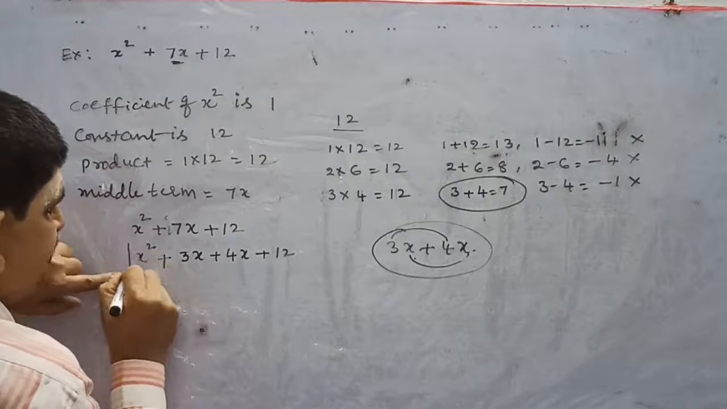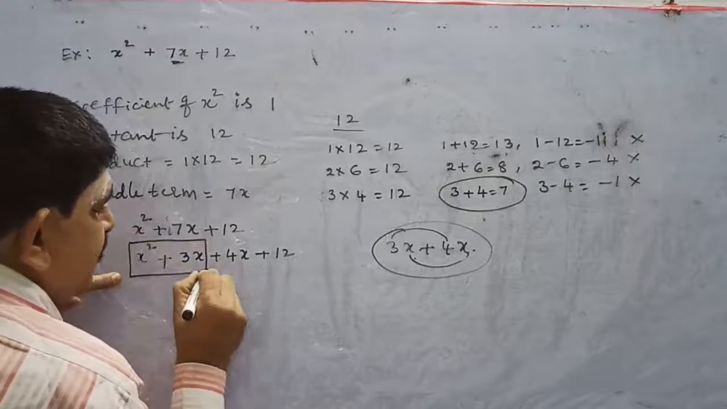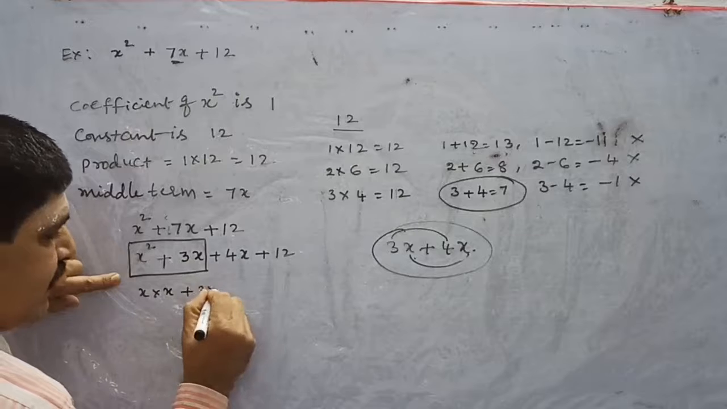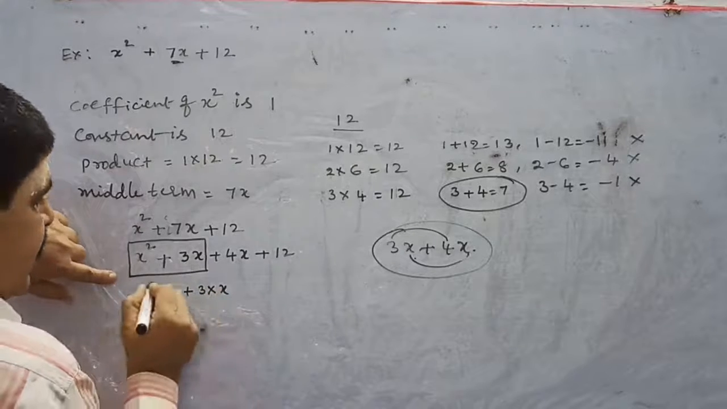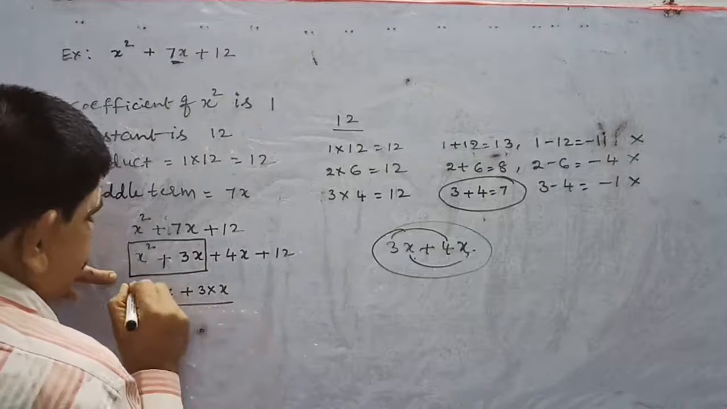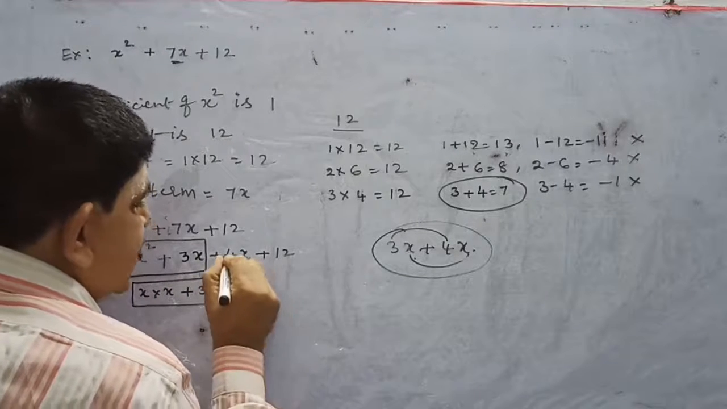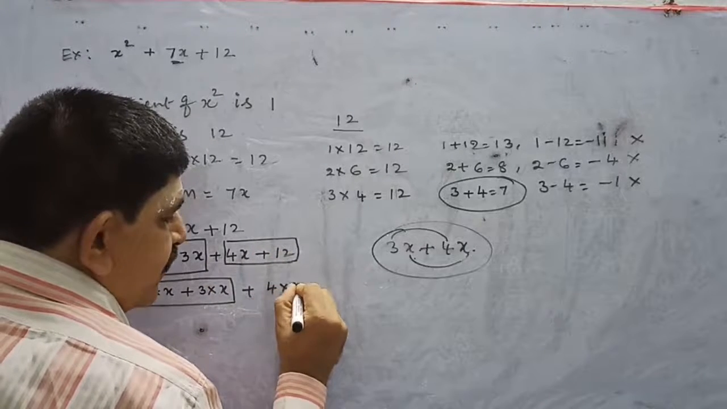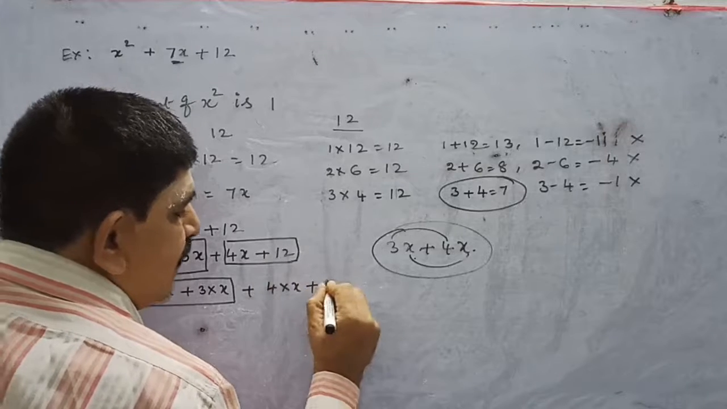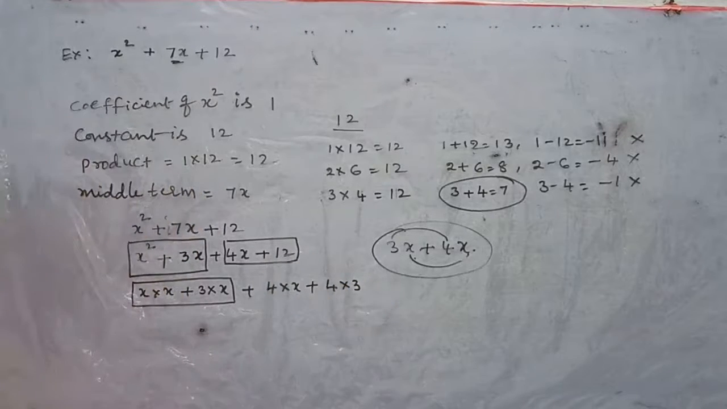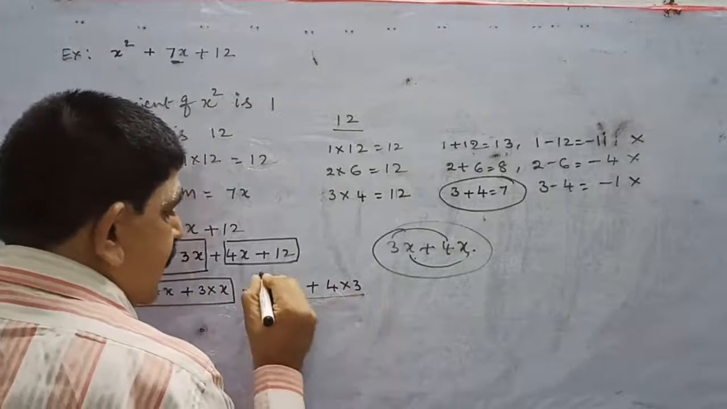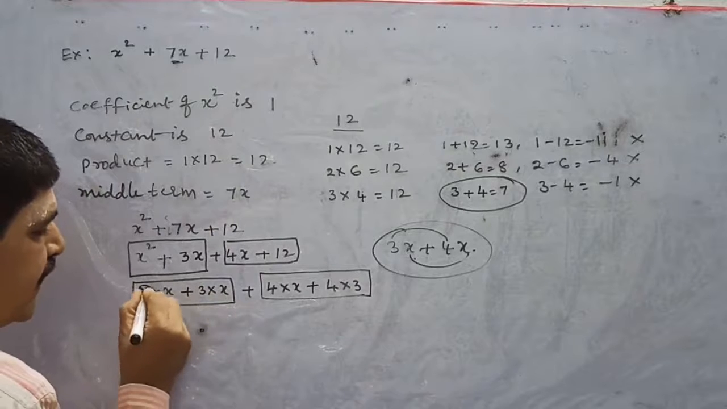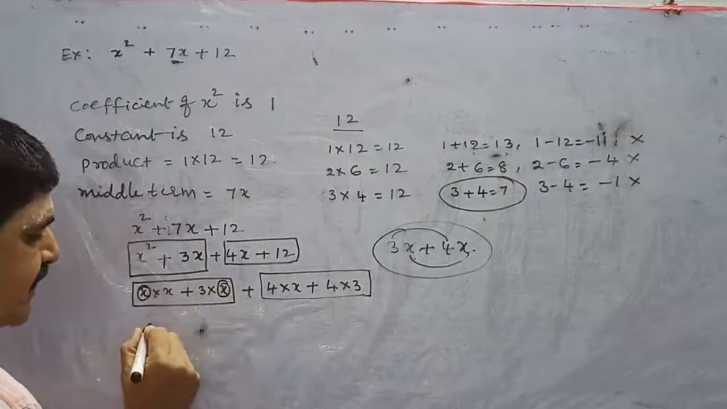Now, from the first two terms, this can be written as x into x plus 3 into x. This is the first part of the splitting. Next, the second part: 4x can be written as 4 into x, and 12 can be written as 4 into 3. Now, what is the common factor from these two? Here x and here x. So x is the common factor.